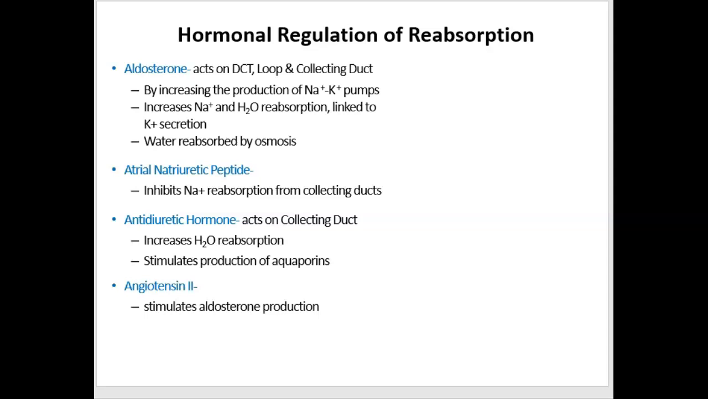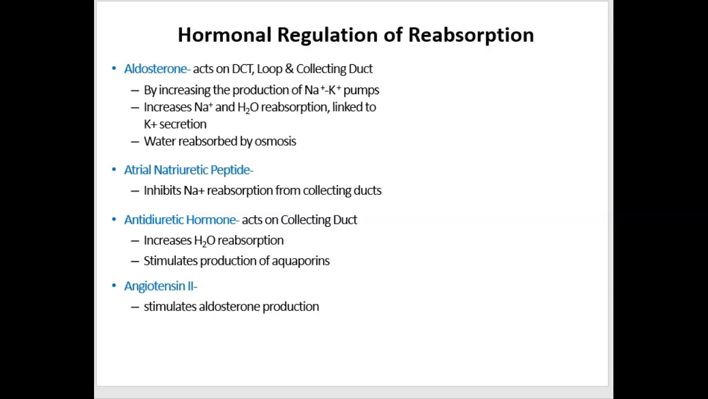The two biggies are aldosterone and antidiuretic hormone. So aldosterone acts on the distal convoluted tubule and the collecting duct. It increases the production of sodium-potassium pumps so that sodium can be reabsorbed and then water follows. In the process, potassium is secreted because it's a sodium-potassium pump. Then I'm going to jump down to antidiuretic hormone. It acts on the collecting duct because it stimulates the production of aquaporins, and that increases water reabsorption.